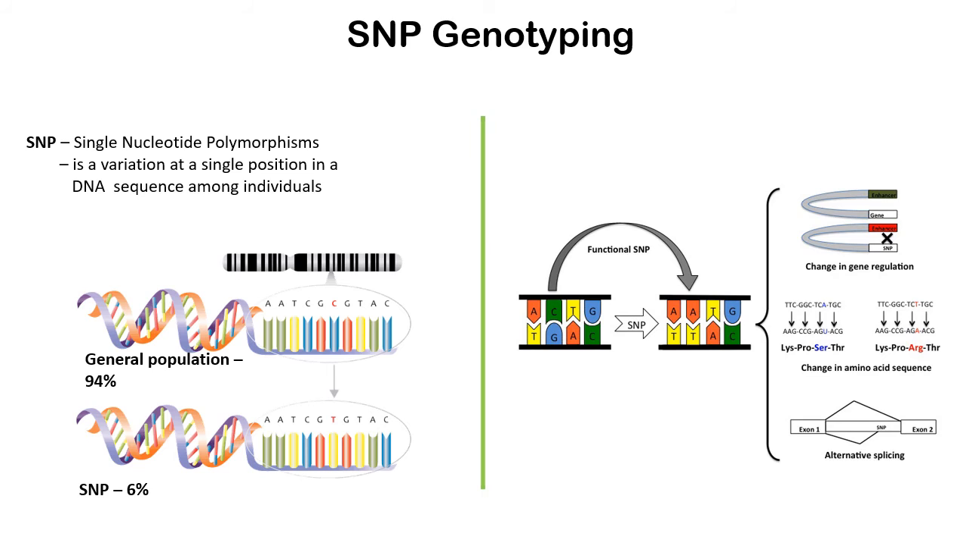If a SNP occurs within a gene, then the gene is described as having more than one allele. In some cases, SNPs can lead to variations in the amino acid sequence. However, SNPs are not just associated with genes. They can also occur in non-coding regions of DNA.